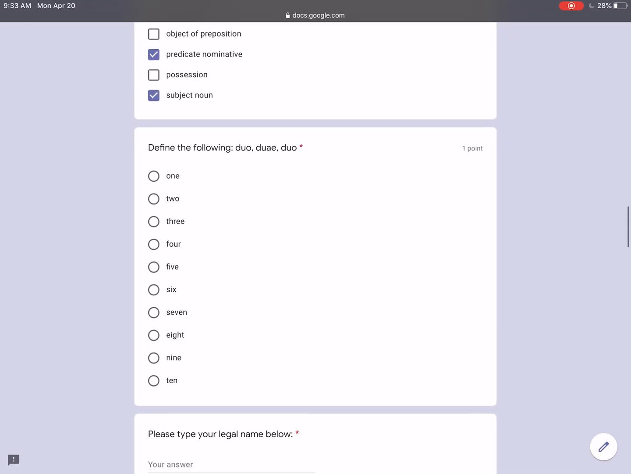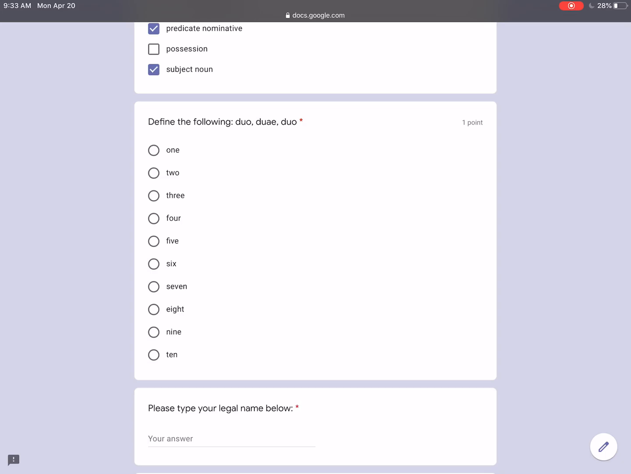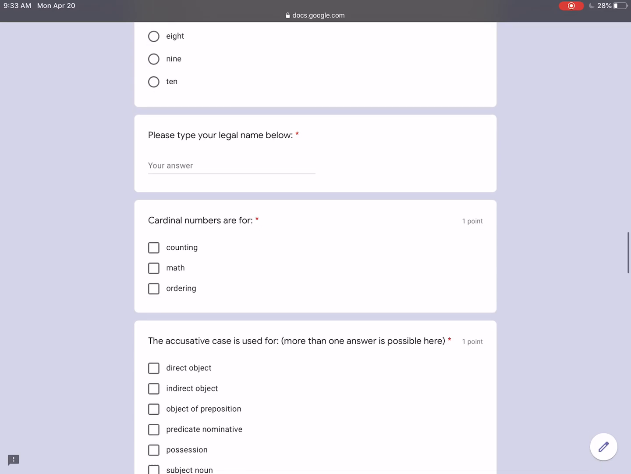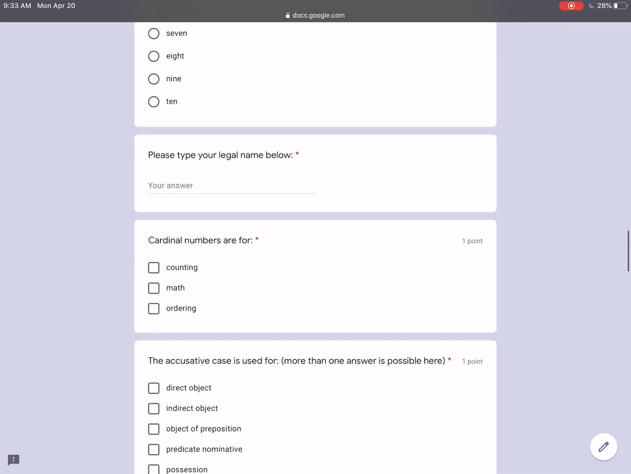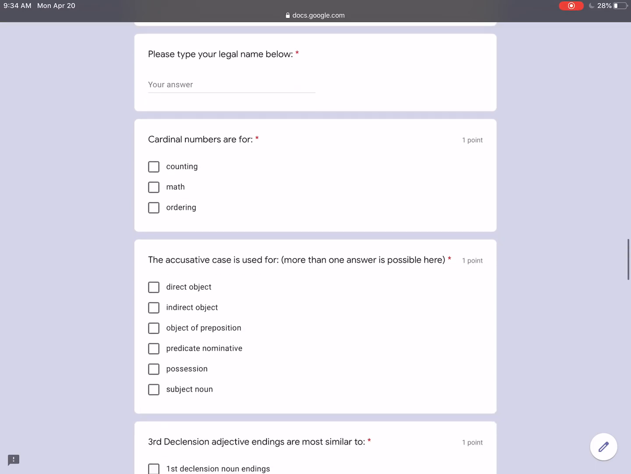Define the following. Duo, that's 2. Don't worry about the legal name. When I ask you to do that, that's just so I know whose quiz is what, so I know how to assign the grade. So please make sure that you put your name, you as in the student. So if I was taking Miss Slade's class, I would write Sabina. That's my student name. Please write your legal name so I know who to assign the grades to. All right, anyway, cardinal numbers.